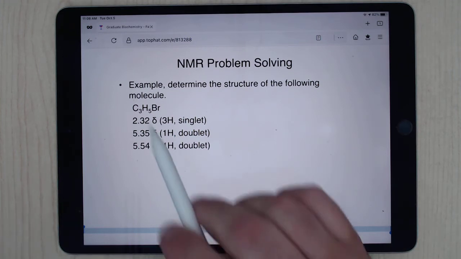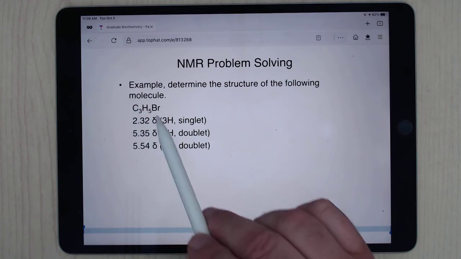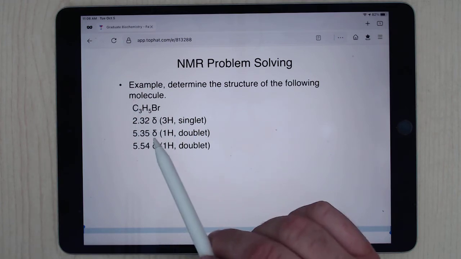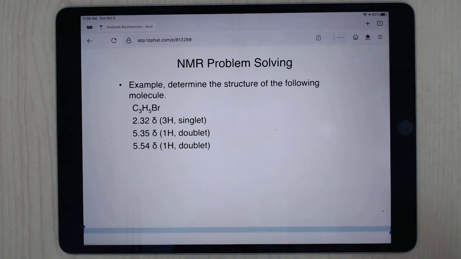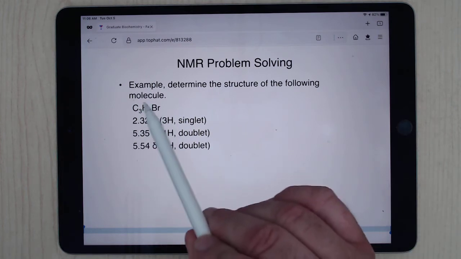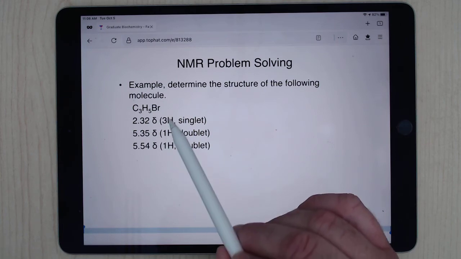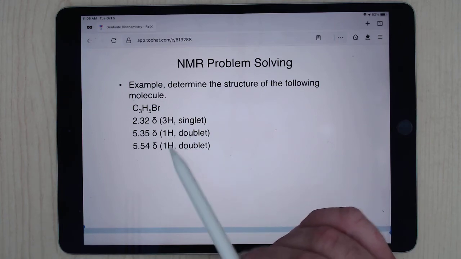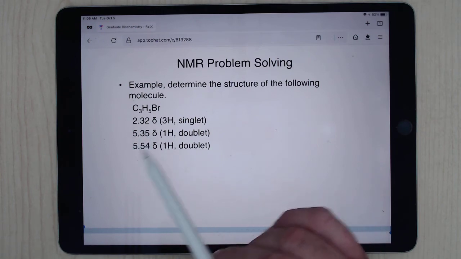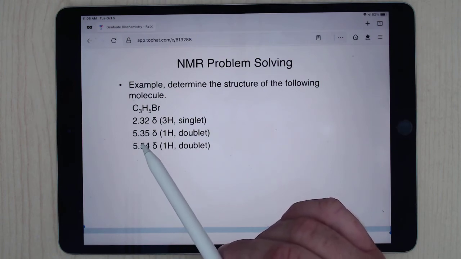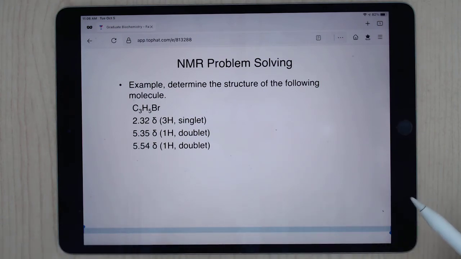The first thing I'll do is take a look. We've got 3 carbons and 3 signals, so we're probably not going to have carbons that are equivalent, and that's okay. Now we have 5 hydrogens, and we have 3 signals in a 3 to 1 to 1 ratio, so we can account for all 5. Now these here in the 5 region can be fairly distinct of being part of an alkene, but we'll have to take a look for that.